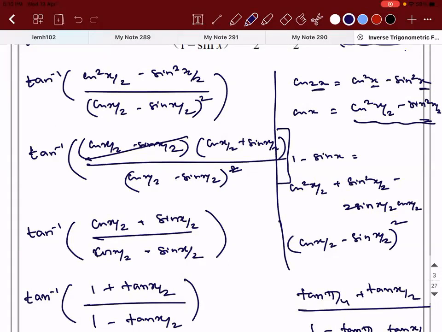See, if you observe this step, right? This step for people online. So I wrote cos square x by 2 plus sin square x by 2 minus 2 cos x by 2 sin x by 2. I could have written it as sin square x by 2 plus cos square x by 2 minus 2 sin x by 2 cos x by 2 also. If I wrote it in the reverse format, then A would have been sin x by 2, B would have been cos x by 2. But why didn't I write it in the reverse?